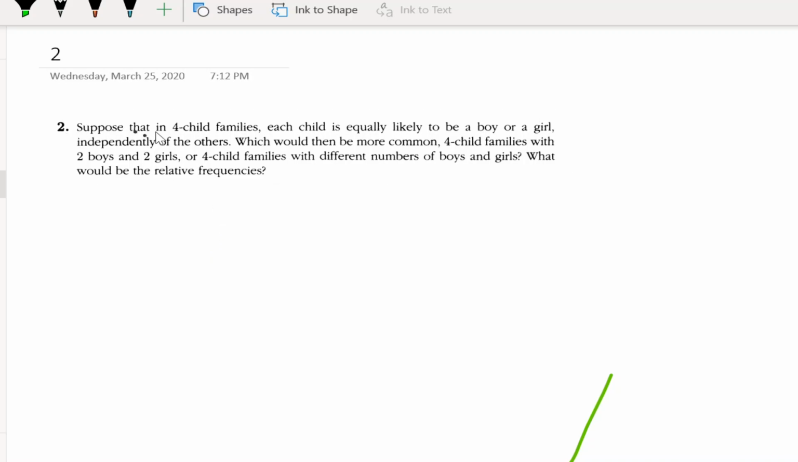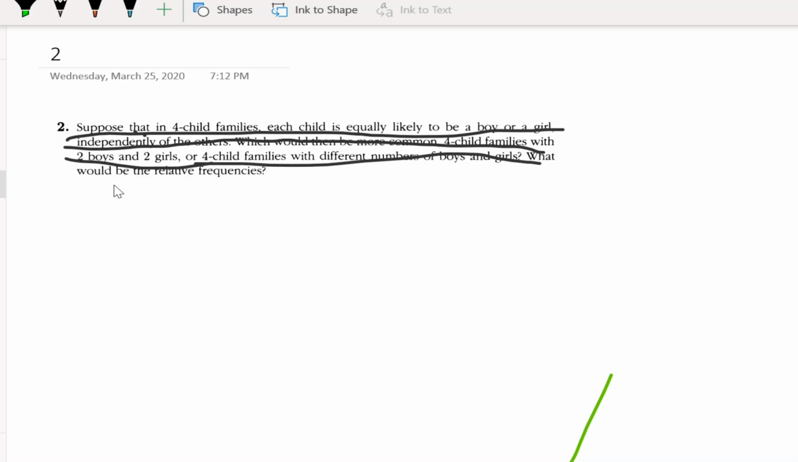Suppose that in 4 families, each child is equally likely to be a boy or a girl, independently of the others. Which would then be more common, 4-child families with 2 boys and 2 girls, or 4-child families with different numbers of boys and girls? What would be the relative frequencies?